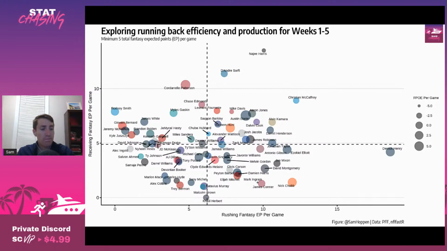A couple other nuggets and quick hitters at the running back position before I move on to wide receivers. This is from Mike Clay. Josh Jacobs has been targeted 5 times in each of his past 2 games, and it's the first time in his NFL career that he's been targeted at least 5 times in 2 consecutive games.